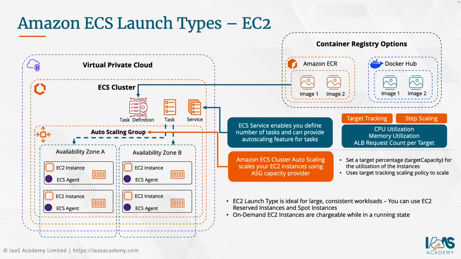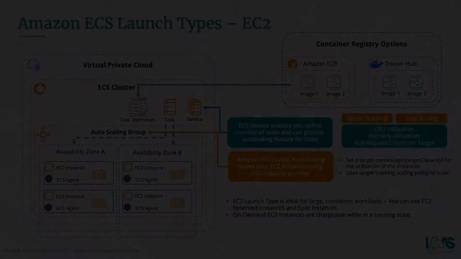Also bear in mind that on-demand EC2 instances will be chargeable while you have your containers in a running state. And so you want to think about the overall cost element and your cost strategies depending on the type of workloads that you're running on the ECS platform. Okay, so that covers the EC2 launch type. Let's go ahead and talk about the Fargate launch type next.